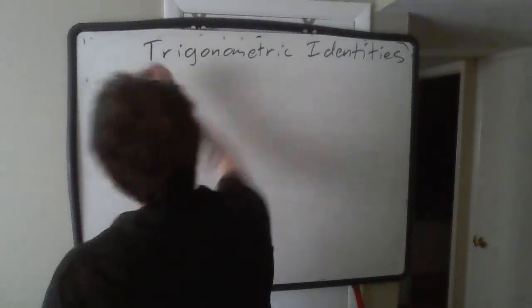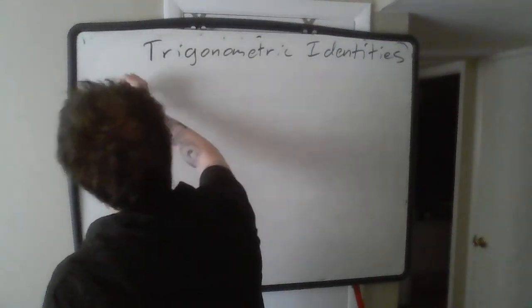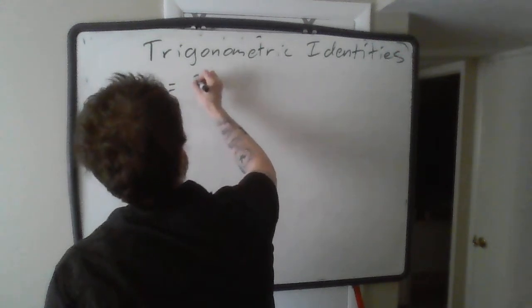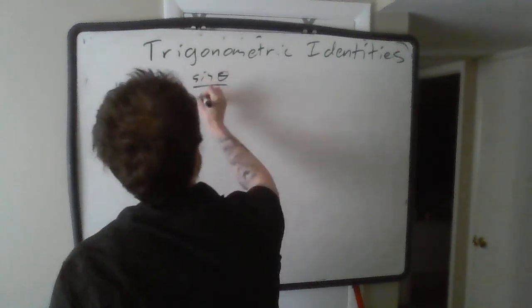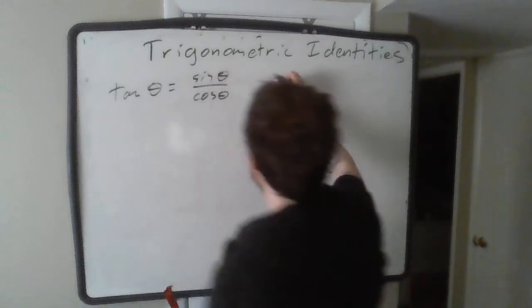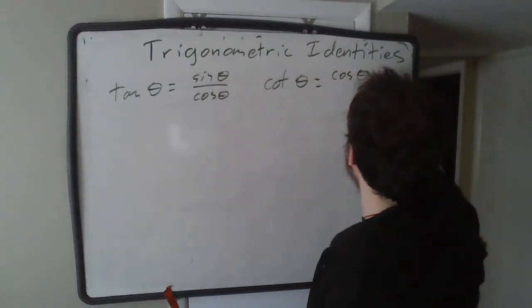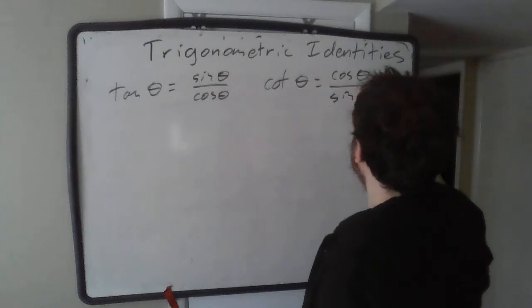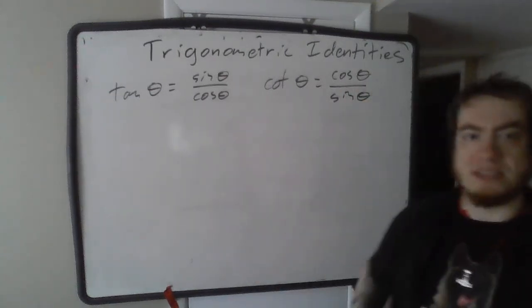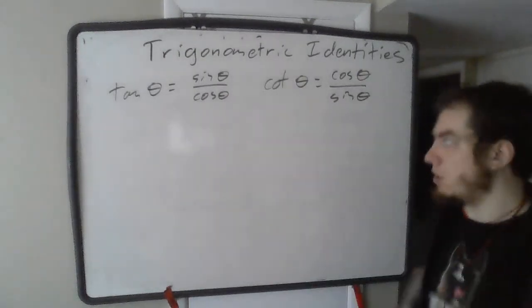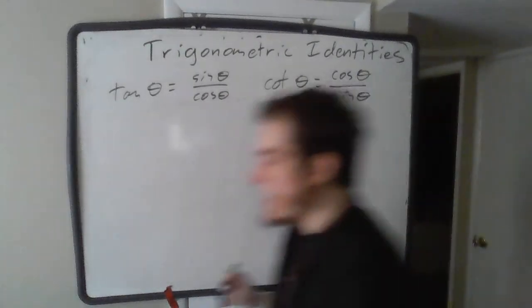So some of these are just the definitions of the trig functions. For example, the tangent of theta is equal to the sine of theta divided by the cosine of theta, and the cotangent of theta is the cosine of theta divided by sine of theta. These are not really things that you prove because these are just the definitions of these functions. So these are pretty standard.